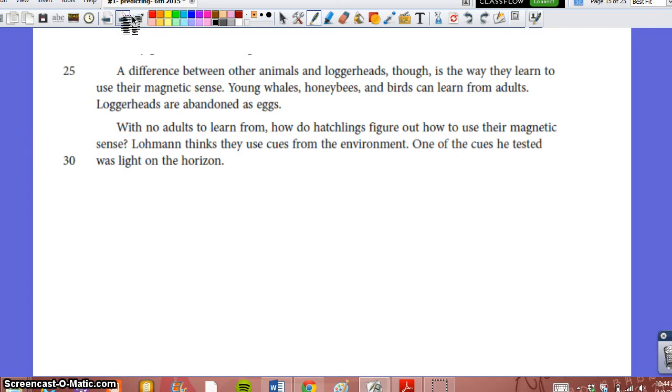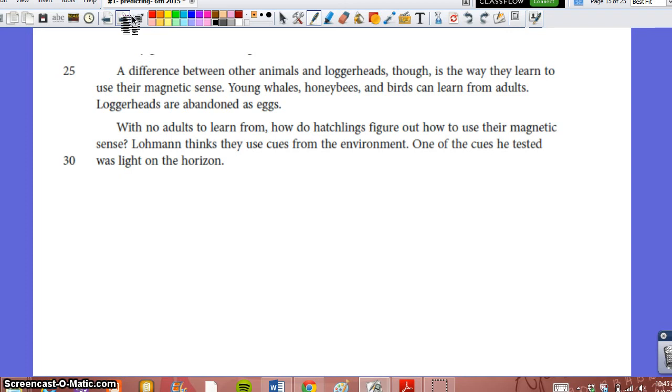A difference between other animals and loggerheads, though, is the way they learn to use their magnetic sense. Young whales, honeybees, and birds can learn from adults. Loggerheads are abandoned as eggs. With no adults to learn from, how do hatchlings figure out how to use their magnetic sense? Lohman thinks they use cues from the environment.